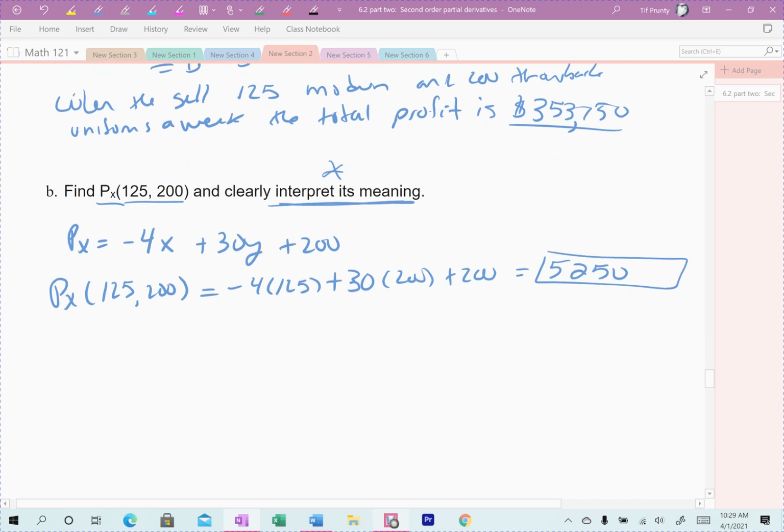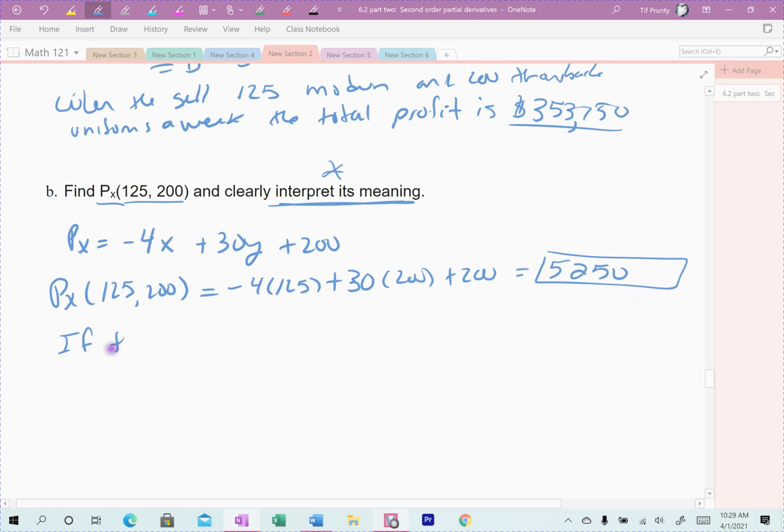Alright, the interpretation. There are 3 parts to the interpretation: what's changing, what's being held constant, and at what level, because it mattered. If I plugged in different numbers, so if instead of 125, I plugged in 120, and instead of 200, I plugged in 100, it would change my number, because I'm multiplying by those. It matters what level I'm at. So those numbers are important in my interpretation, my explanation to the reader.